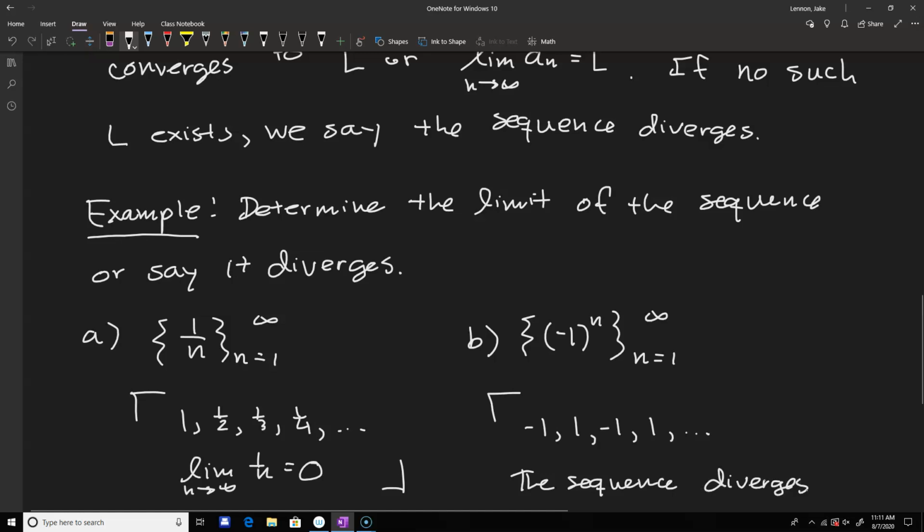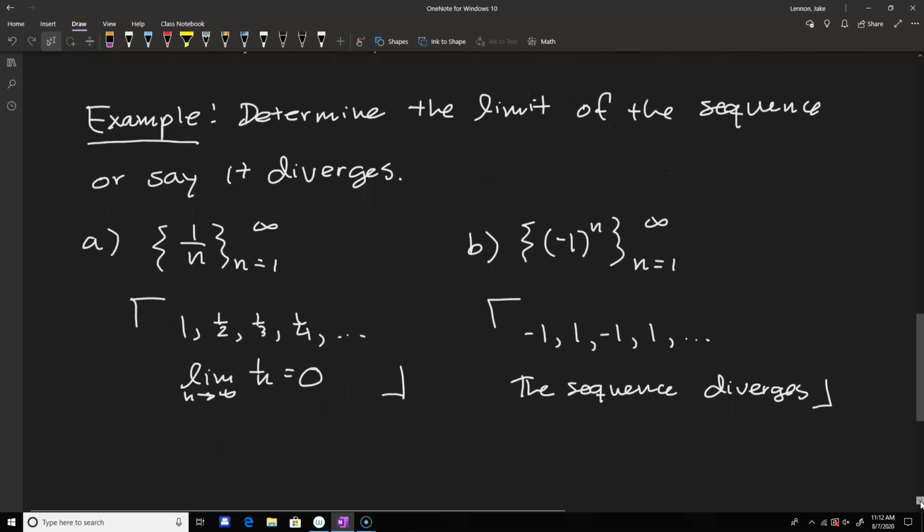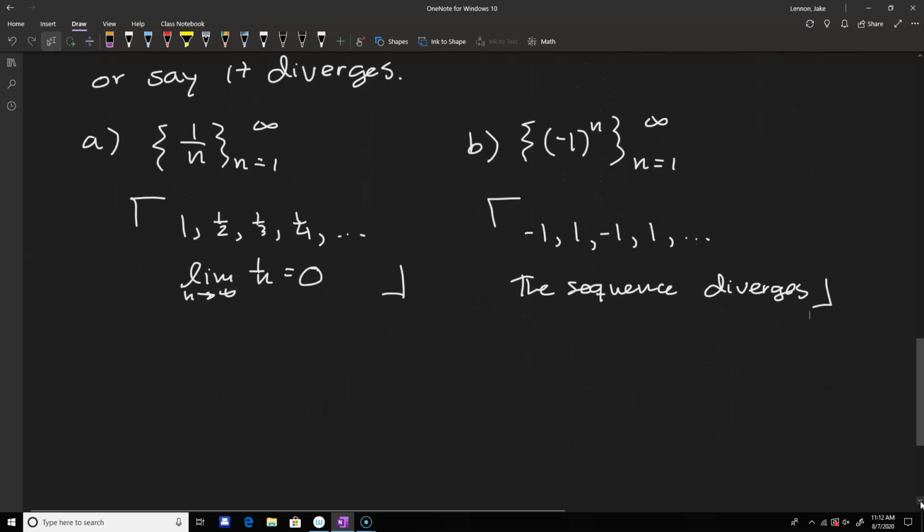So a lot of times when you see things bouncing from positive numbers to negative numbers forever, sometimes they're going to be diverging. We could combine the two if we looked at negative 1 to the n over n. That sequence would be alternating, but it would still be getting closer and closer to 0. So it would not be divergent in that case. It would actually be convergent. So we'll look at a number of examples.